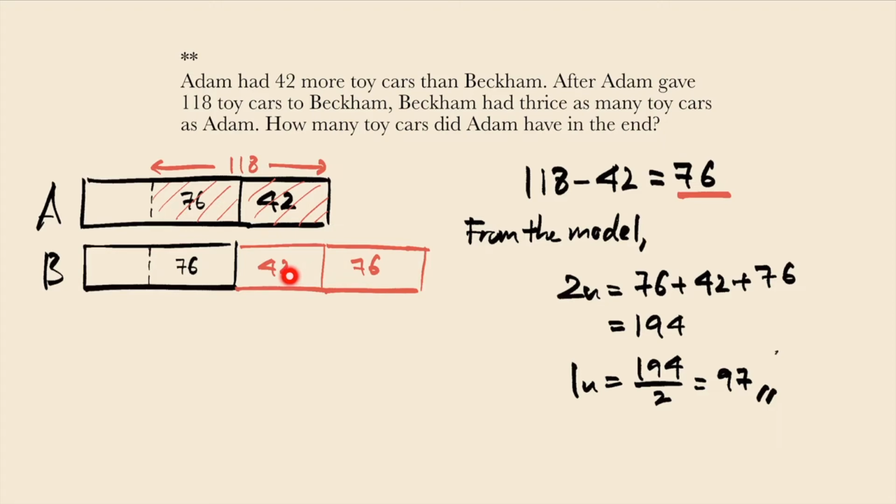Now, after this transfer, Beckham had 3 units. So that means this is 1 unit. This is 1 unit. Sorry. This is 2 units, I mean. So a total of 3 units. So 1U and 2U. So 2U is therefore 194. 1U is therefore 97. Adam, in the end, happens to be the 1 unit that we have just found. So the answer is 97.